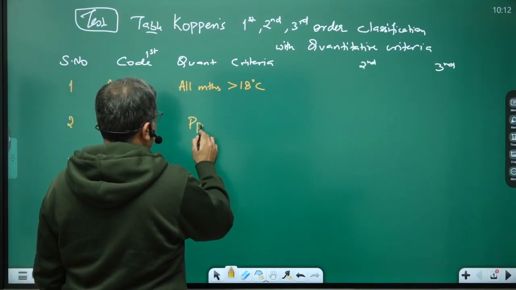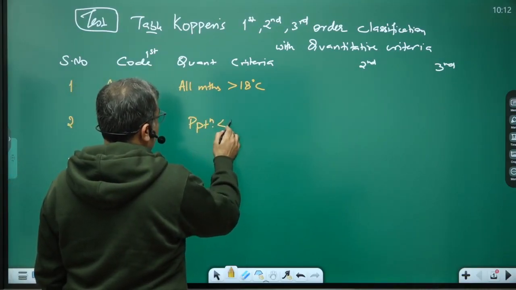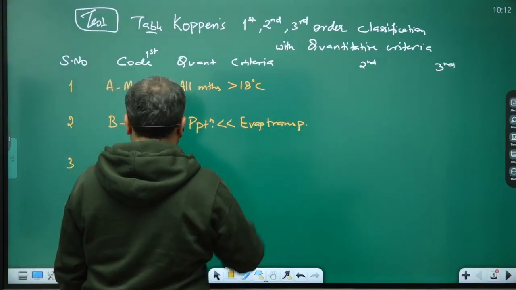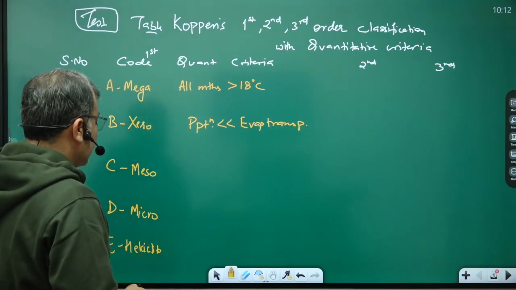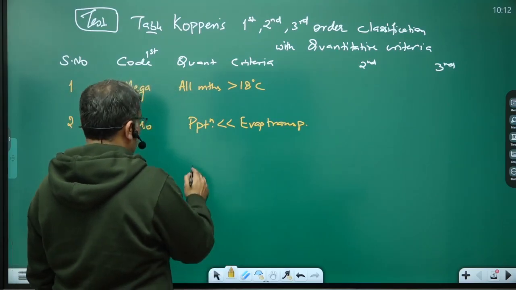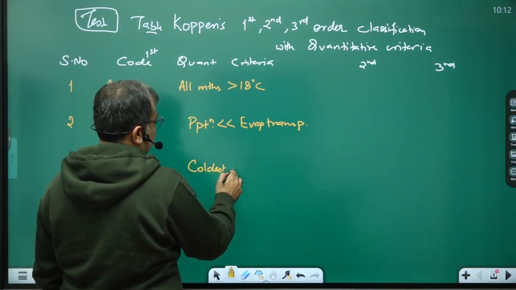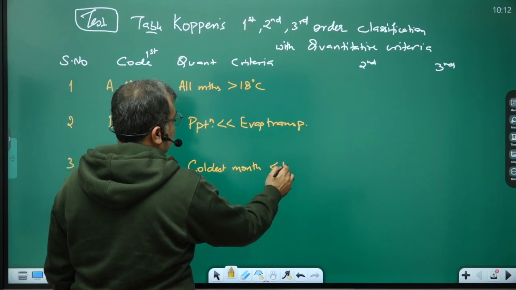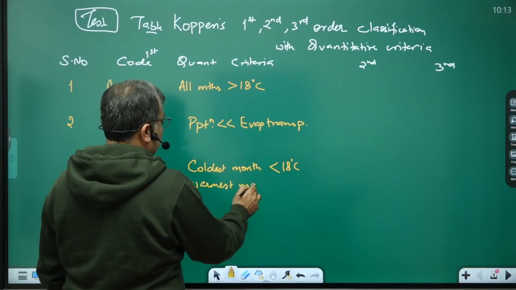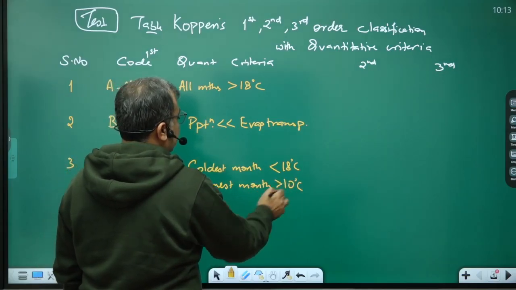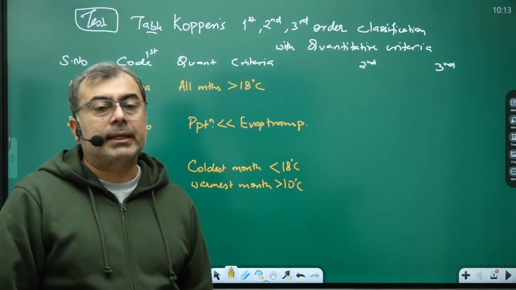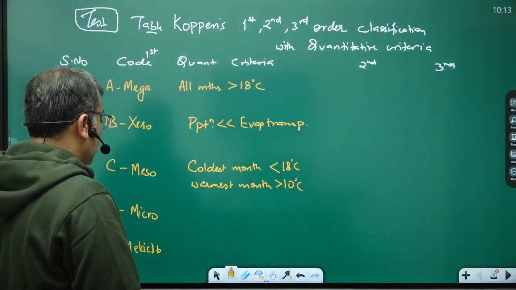For B, precipitation is much less than evapotranspiration. When we were in meso, we said the temperature now will be going down. So coldest month can go less than 18 degrees Celsius. Warmest month will be greater than 10. Get that? And at least there should be one month which is greater than this. So we are looking at not very cold on this.